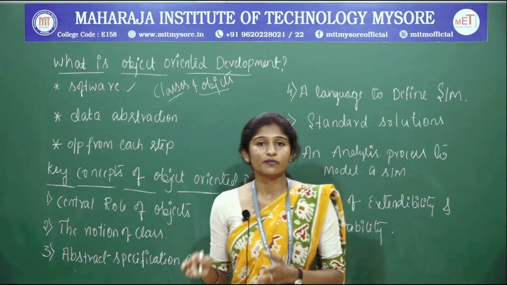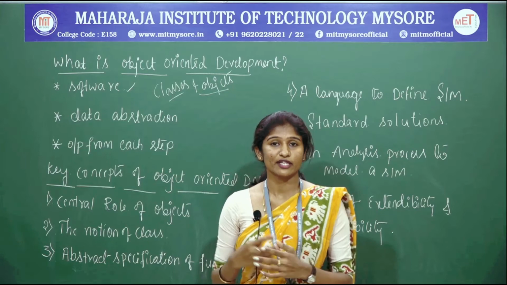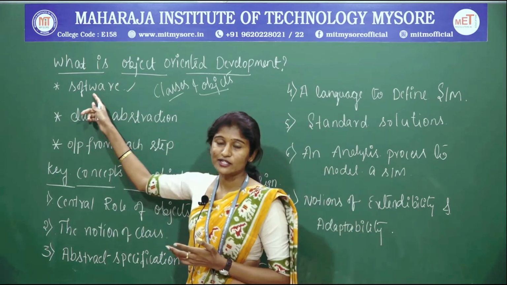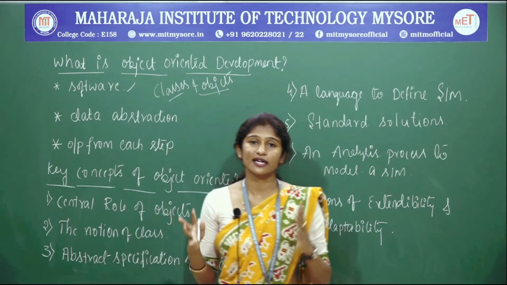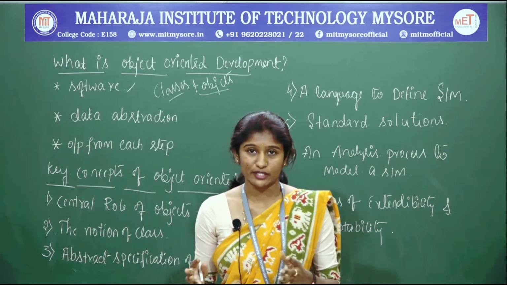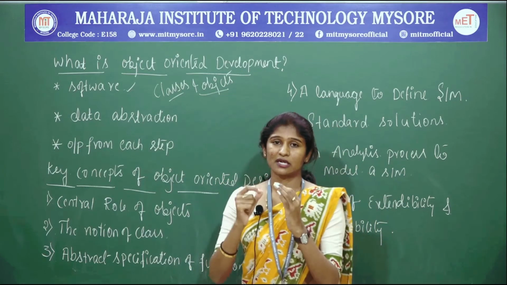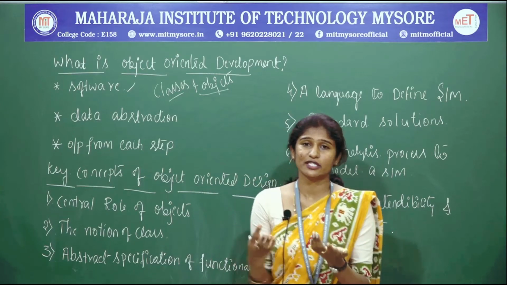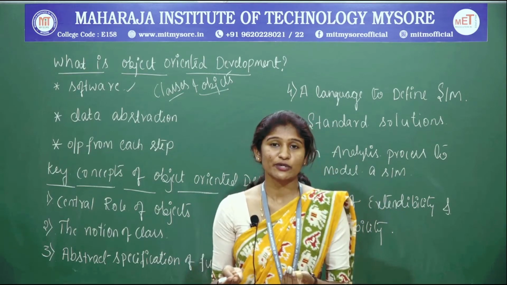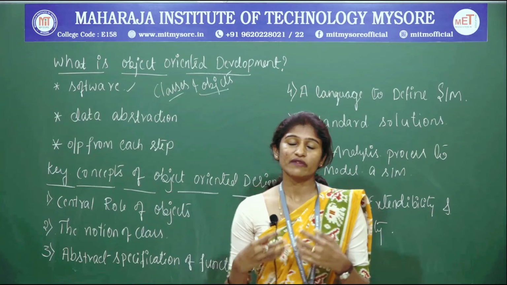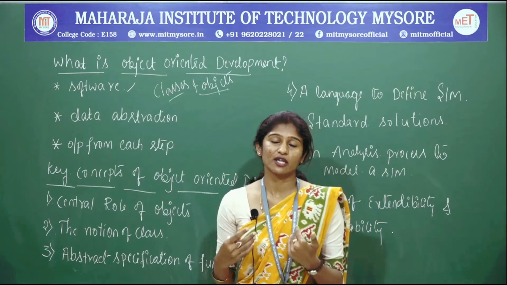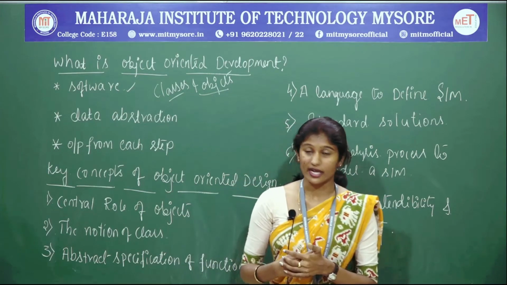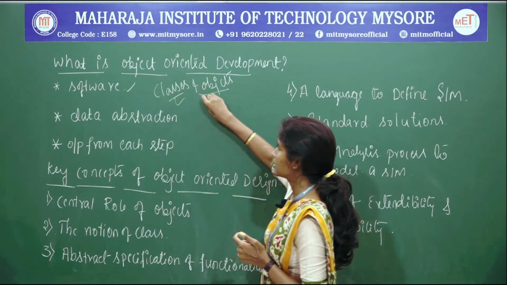N numbers of objects and n numbers of classes will give rise to a program, and a collection of programs will give rise to software. So software is basically a collection of classes and objects. That is a basic definition. What is an object, what is a class? An object is going to represent an entity. If you give meaningful class names and create the entities accordingly, it will be helpful to create good software. That is the basic definition of classes and objects.